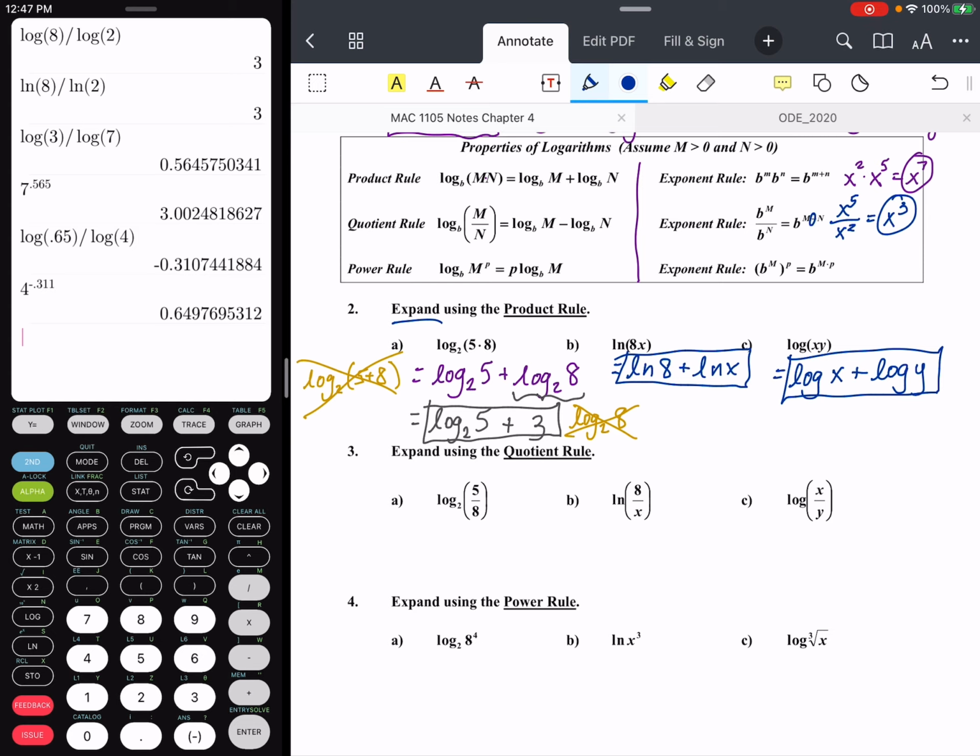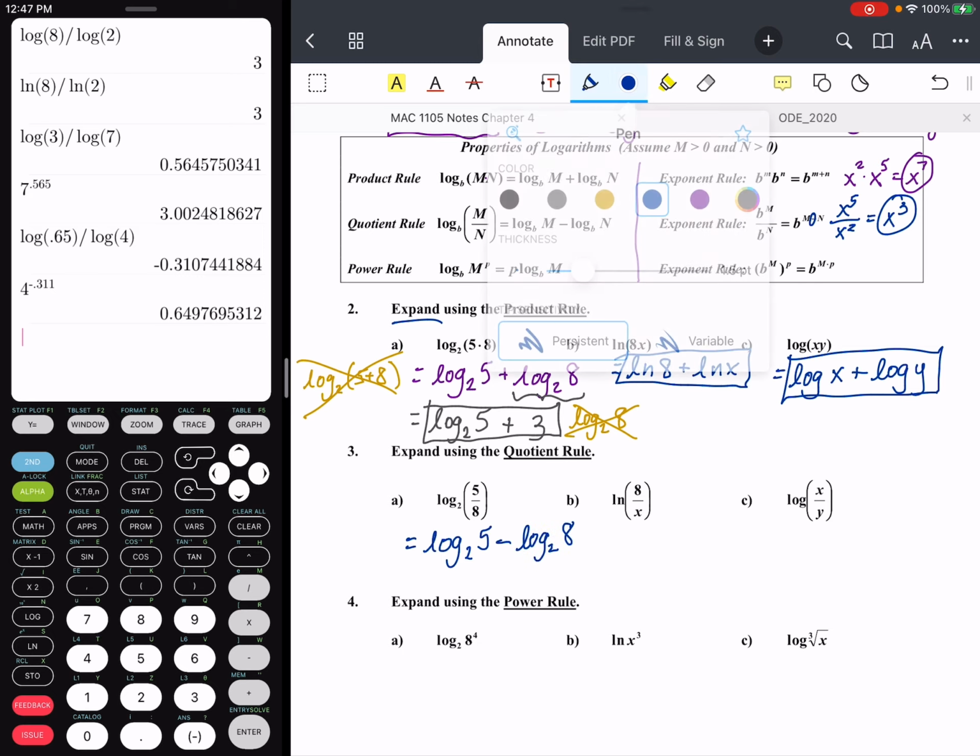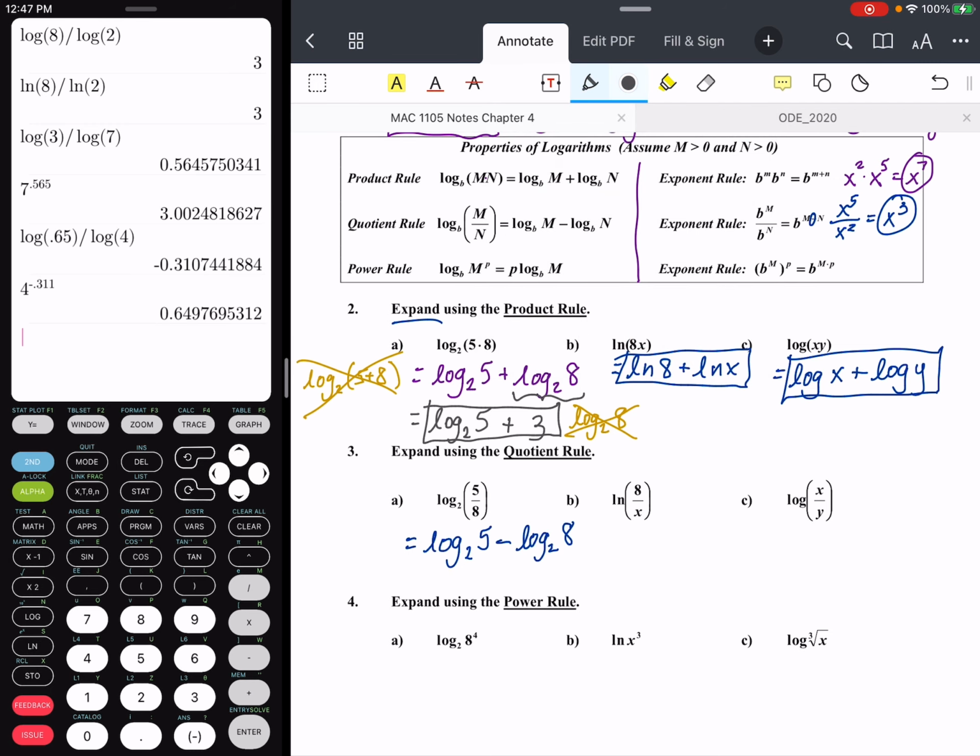So jumping down here to number 3, expand using the quotient rule. Log base 2 of 5 divided by 8 is equal to log base 2 of 5 minus, because we're using the quotient rule, log base 2 of 8. And once again, we can go ahead and simplify or evaluate log base 2 of 8. We know that that's a 3. So we want to go one step further and write this as log base 2 of 5 minus 3.